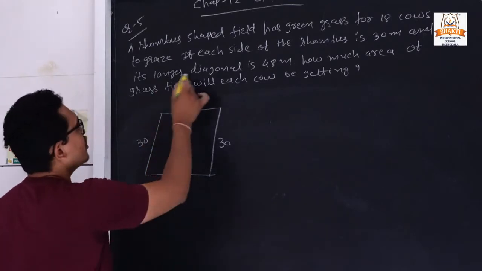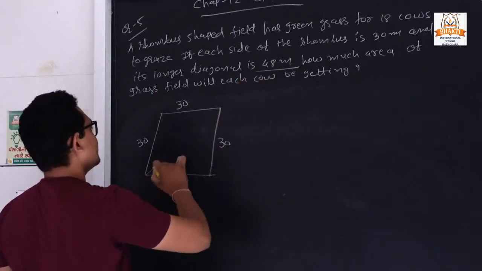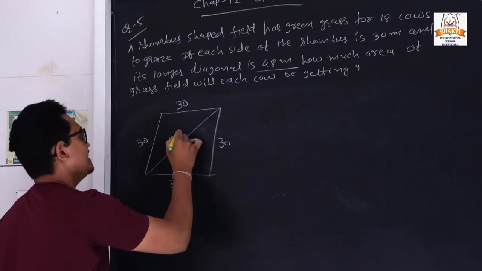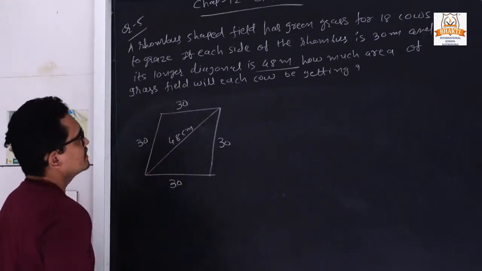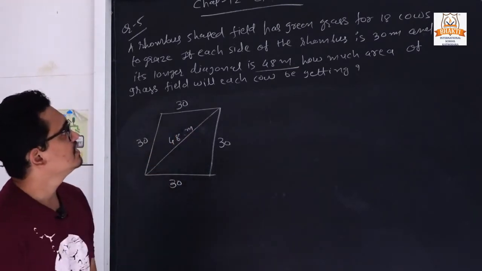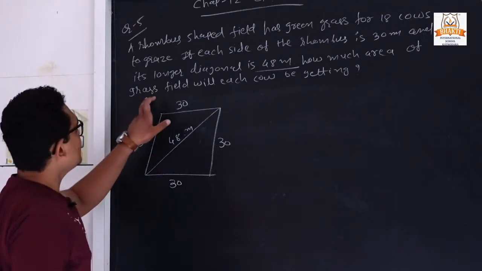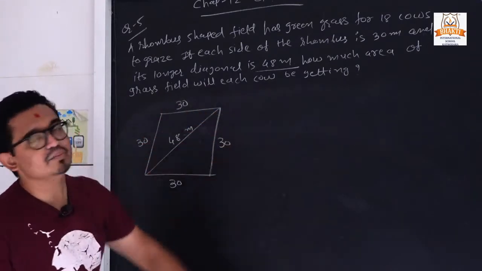And its longer diagonal is 48, so we can draw its diagonal. So it is 48 meter. So how much area of grass field will each cow be getting?